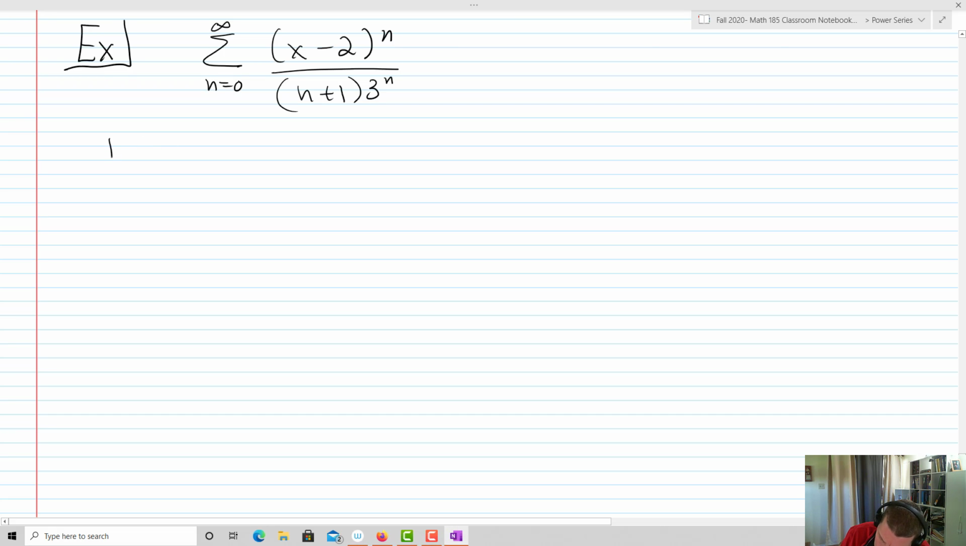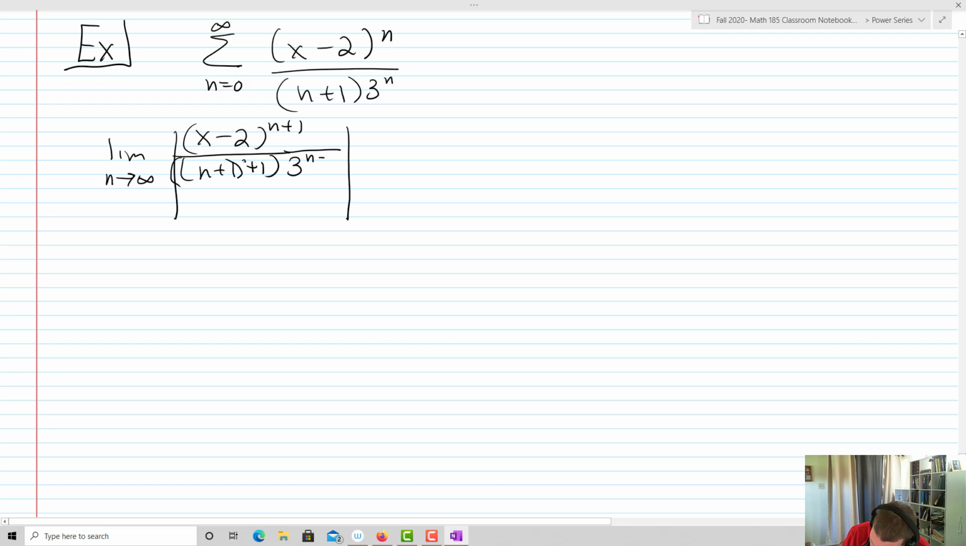So what we'll do is take a look at the limit as n goes to infinity of a sub n plus 1 over a sub n. So this is going to be (x minus 2) to the n plus 1 over n plus 2, because we've got to evaluate for n plus 1, and then 3 to the n plus 1, divided by (x minus 2) to the n over (n plus 1) times 3 to the n.